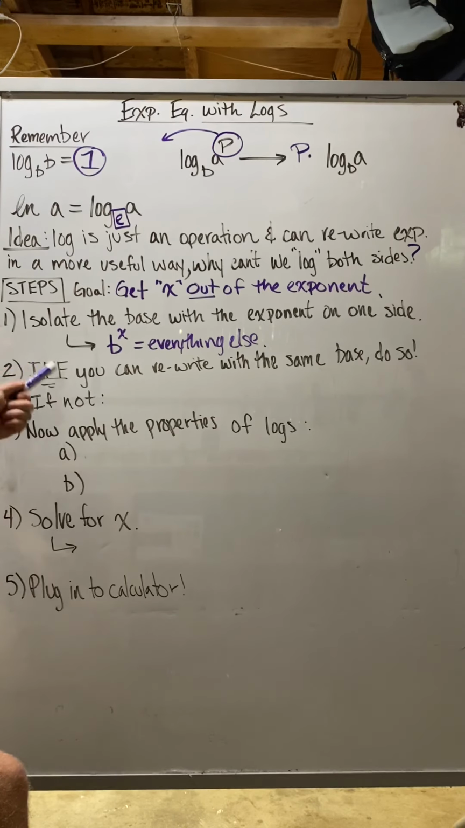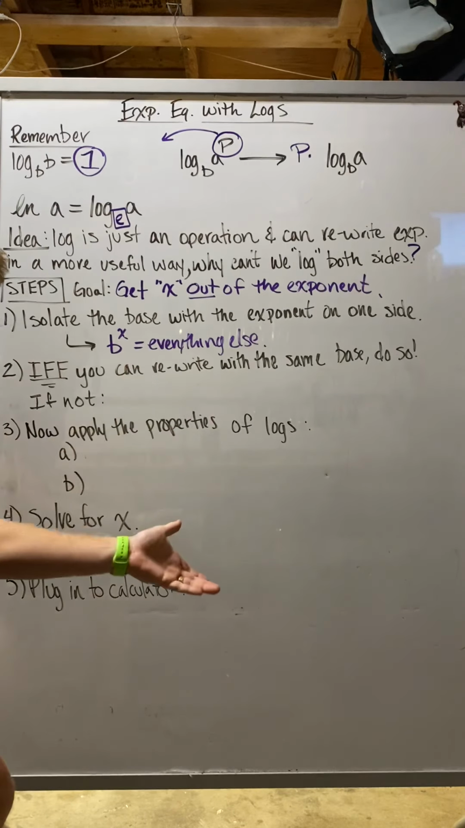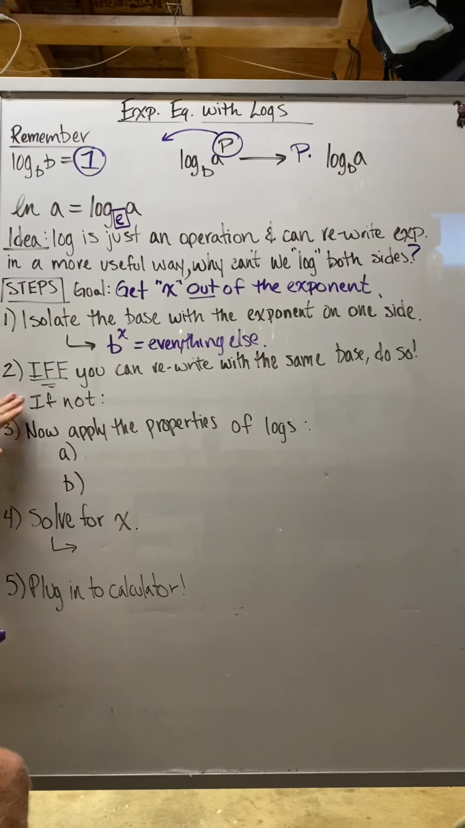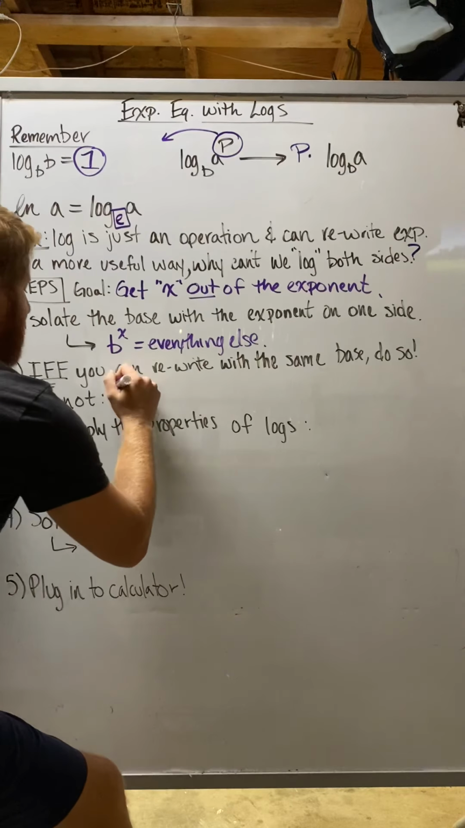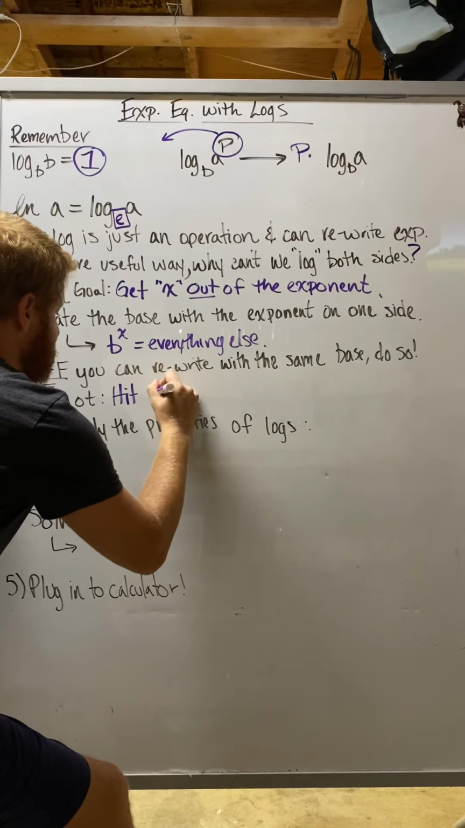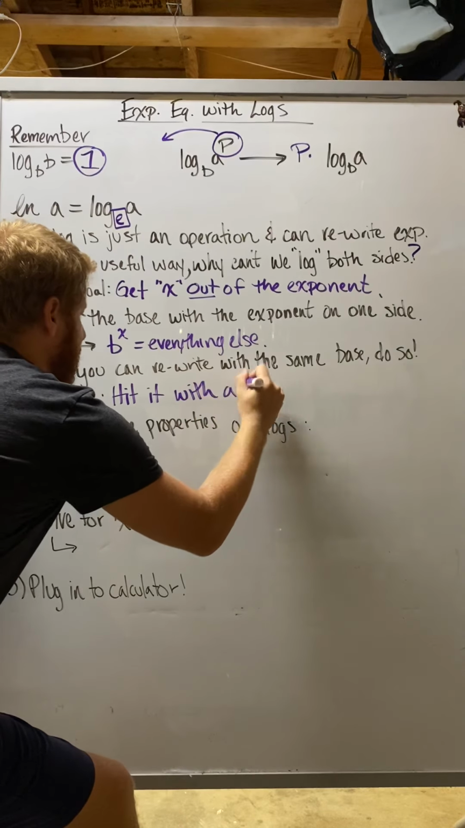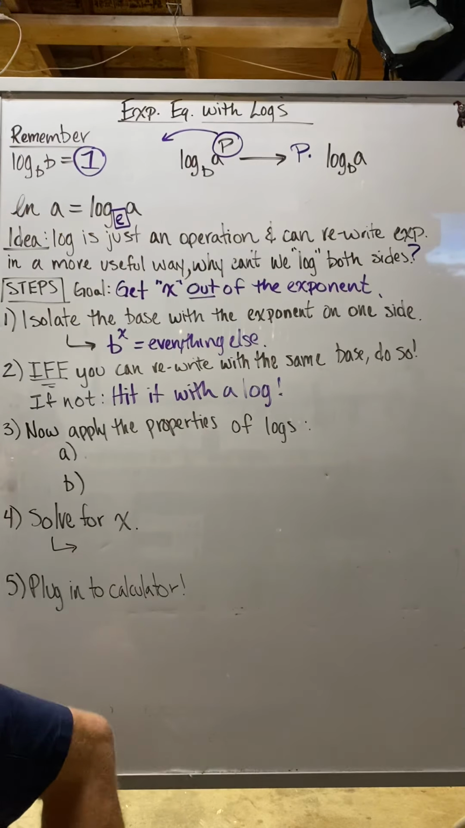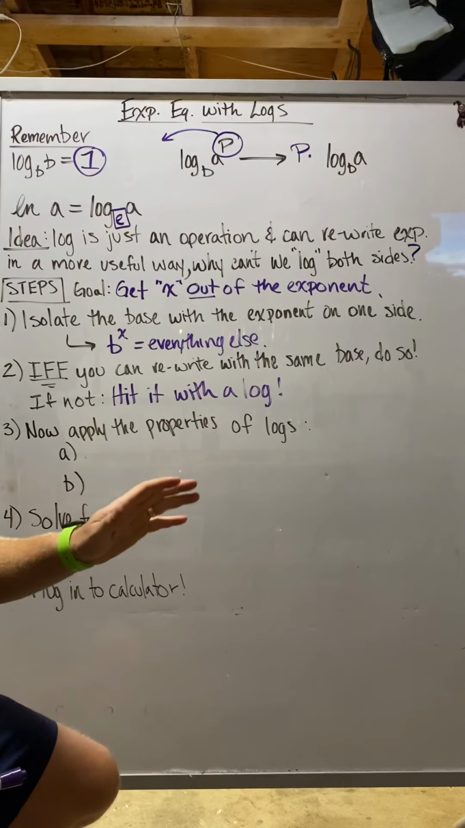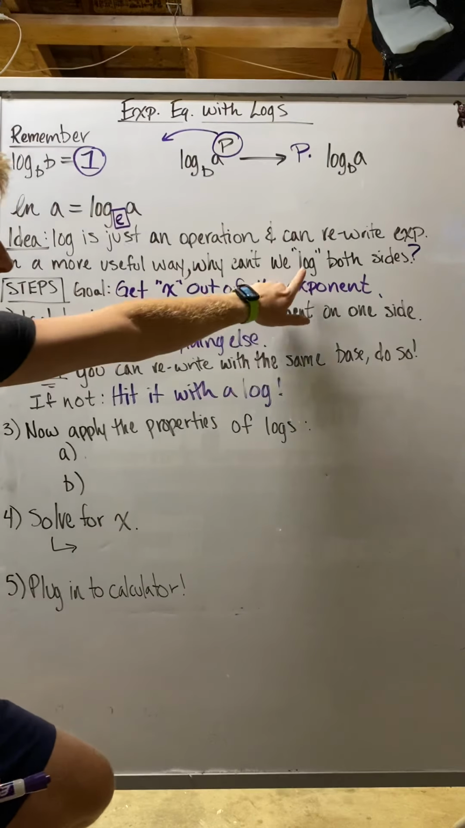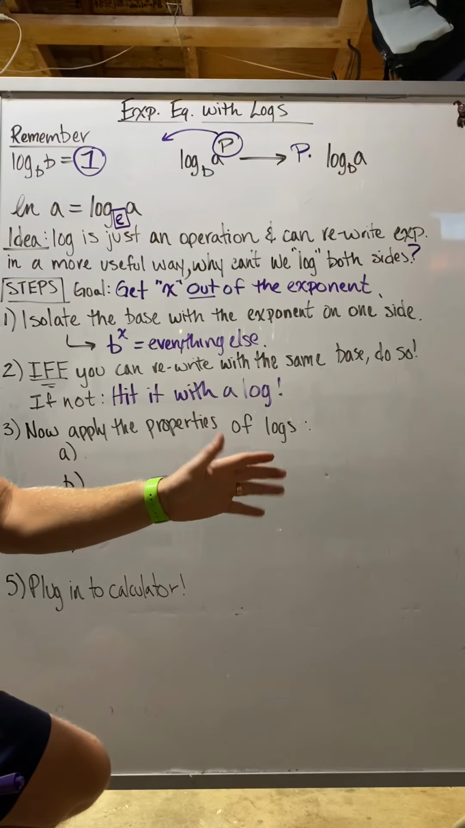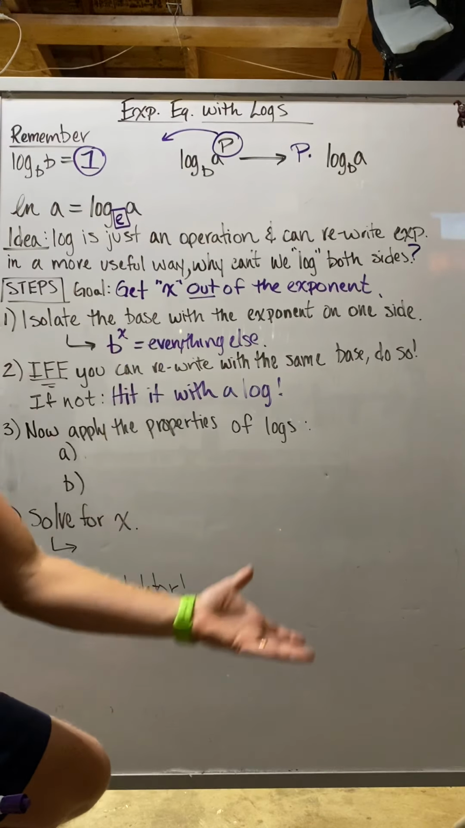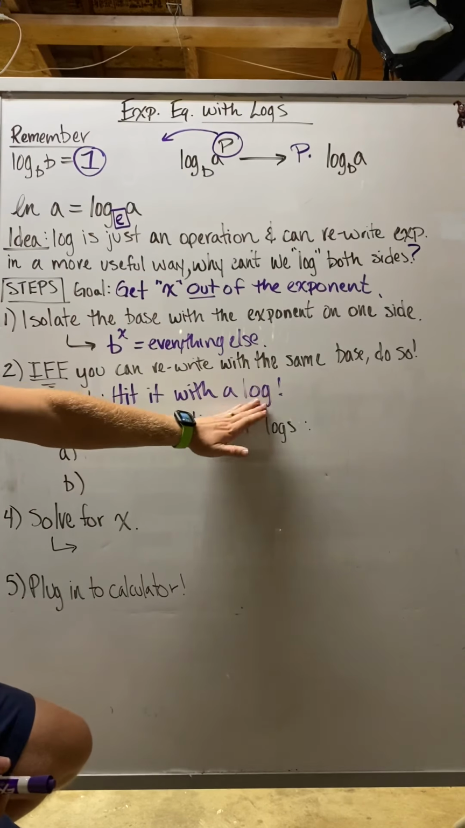Now, this is an if and only if. All right, so that's what this stands for. If you can rewrite with the same base like we did before, you should do so. If not, and this is what we're doing today, we are going to what I call hit it with a log. All right, and this is essentially how you're going to apply a log like we were talking about here to both sides, just like if you add 3 to both sides, divide by 10 to both sides, whatever, you're going to log both sides.